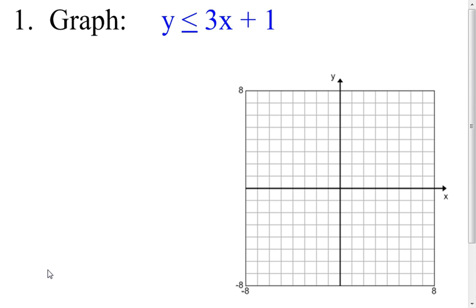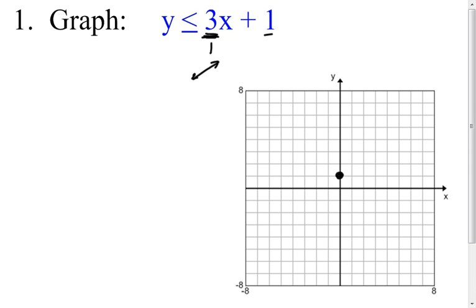So here we go. Here's the first one. The first step in our direction says to get it into y equals mx plus b form, which it already is. And so I know that this particular one crosses the y-axis at 1. And I know that it has a slope of positive 3. And remember, this is really 3 over 1. And positive lines, I know, go this direction.